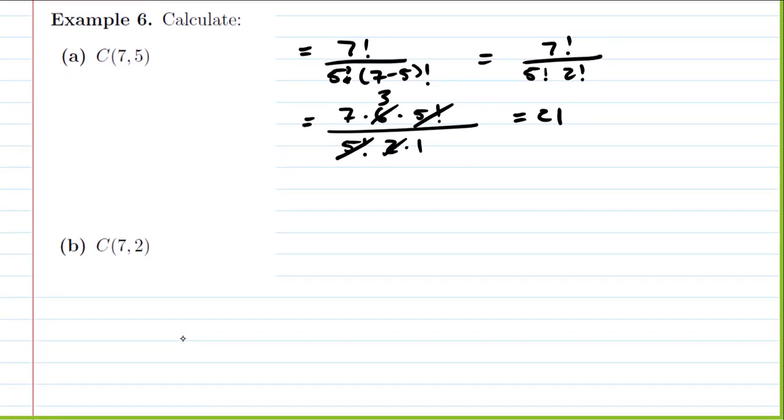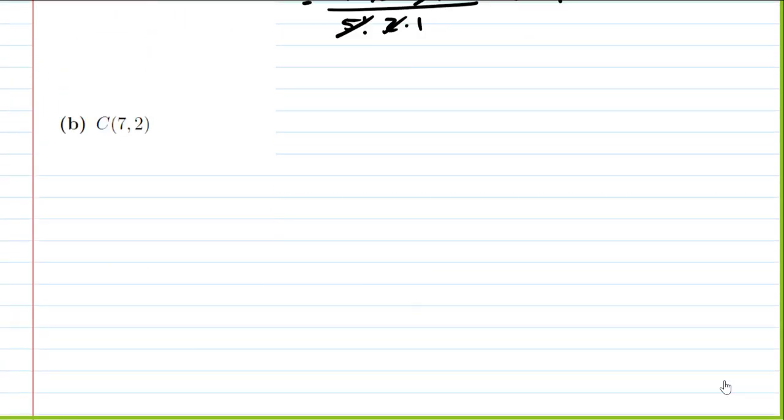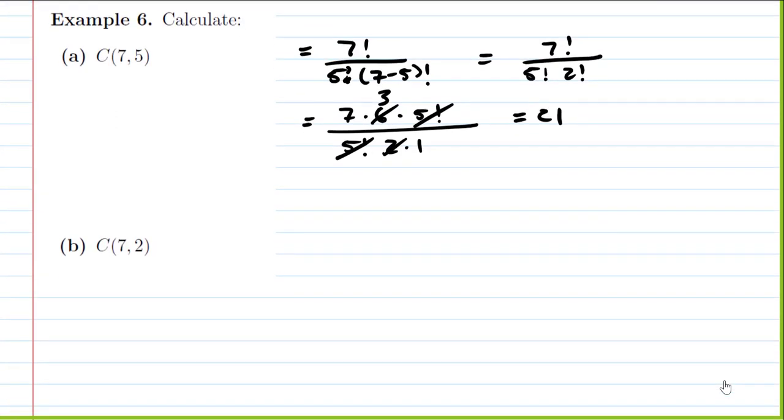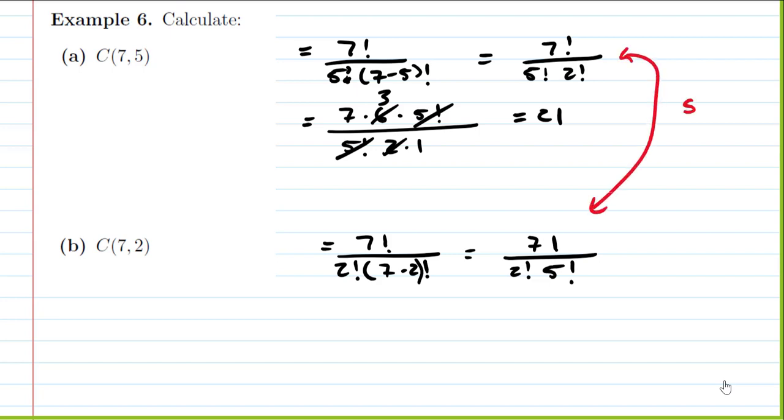Okay. I have a question. Yes, sir. What did you do? All right, so let's go ahead and calculate 7 choose 2. We have 7 factorial over 2 factorial times (7 minus 2) factorial. So that gives us 7 factorial over 2 factorial times 5 factorial. Well, wait a minute. These two things are the same. The only difference is in the denominator I have 2 factorial times 5 factorial instead of 5 factorial times 2 factorial.